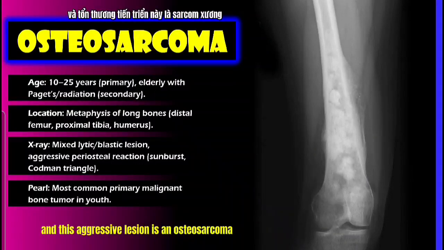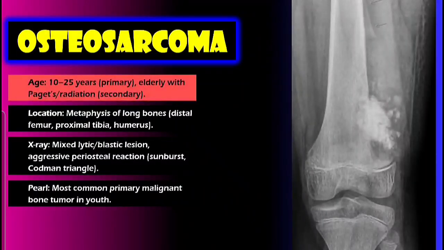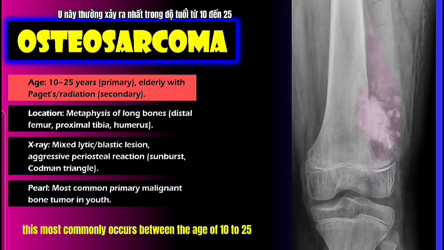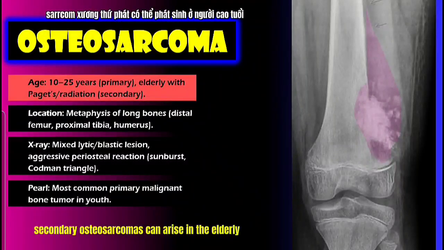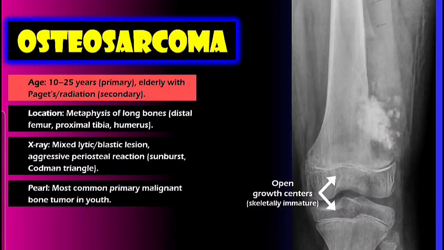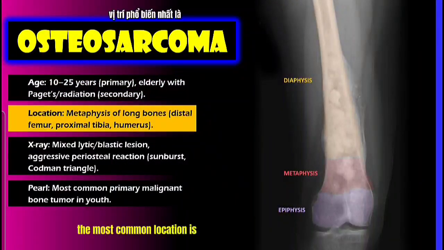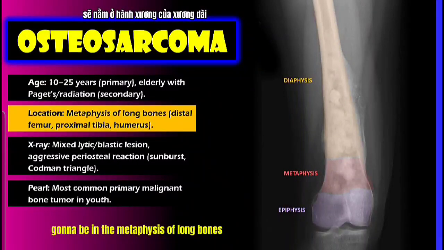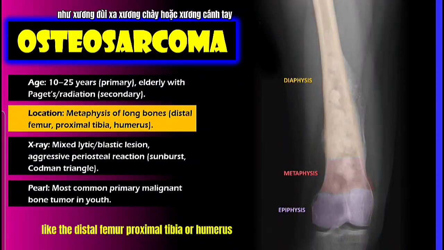And this aggressive lesion is an osteosarcoma. This most commonly occurs between the ages of 10 to 25, although secondary osteosarcomas can arise in the elderly with Paget's or post-radiation. The most common location is going to be in the metaphysis of long bones, like the distal femur, proximal tibia, or humerus.